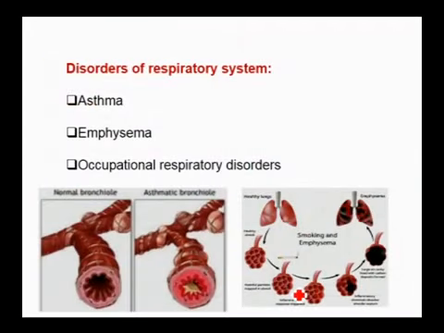The disorders of the respiratory system that you have learned: asthma, emphysema, occupational respiratory disorders. Asthma: easy inhalation but very difficult exhalation, because the muscles encircling the conducting parts will undergo a spasm. Spasm is sudden contraction of the muscles. Look at the difference. This is a normal bronchiole. It has a wider lumen, whereas here, because of the spasm of the muscle, it has contracted. The lumen is narrow. No doubt, they easily inhale the air, but there is very difficulty during exhalation.